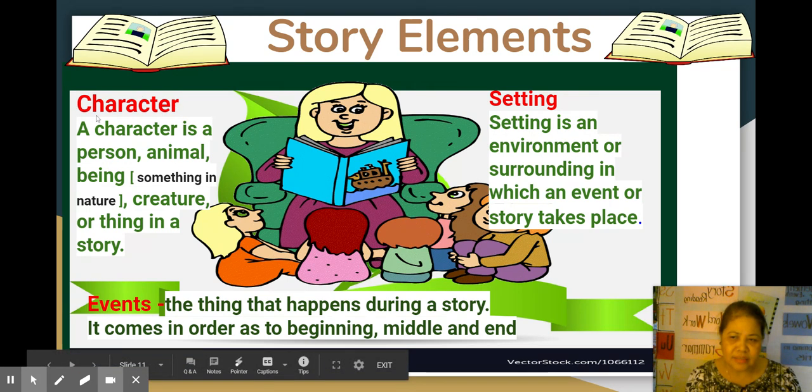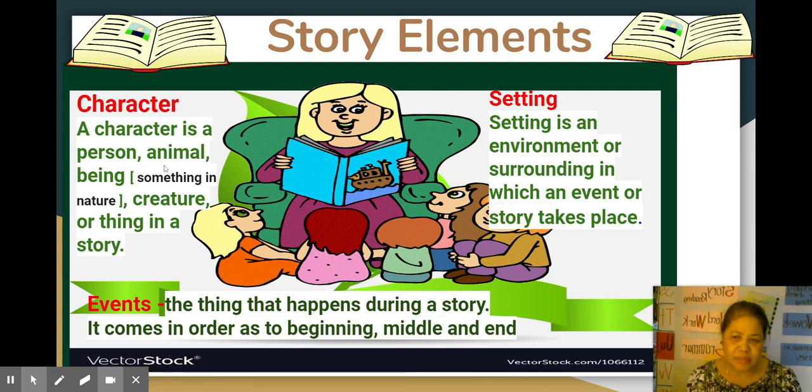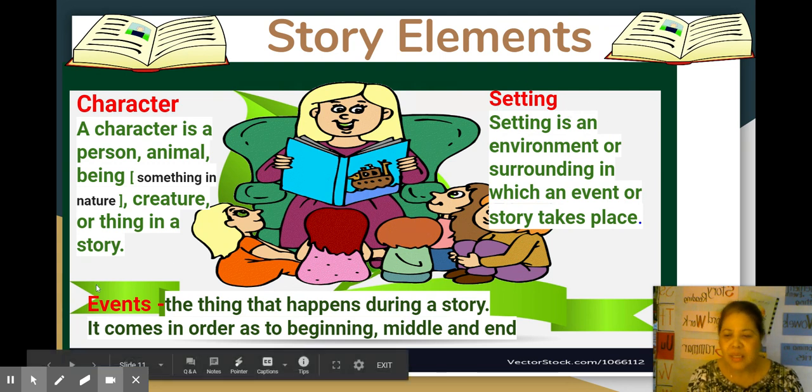What is this again? Good job. Character. Person, animal, or whoever acts out in the story. And what is this? Setting. Very good. The place where the story happens. And how about this one? Events. These are the details in the story.